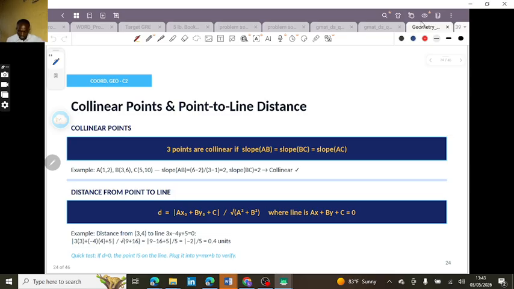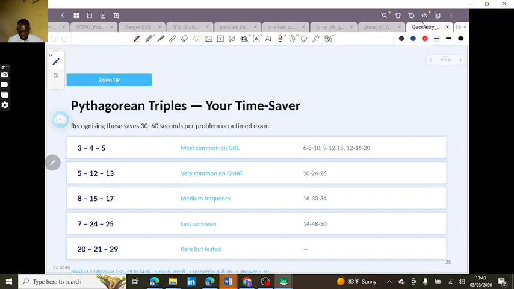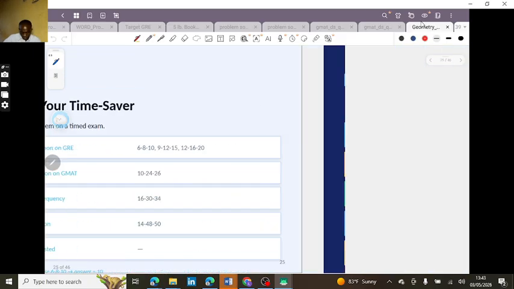Okay, so collinear is talking about several different points with the same slope, but this is already getting a little far. Okay, so let's look at this now. The triples, we have already talked about the triples before.